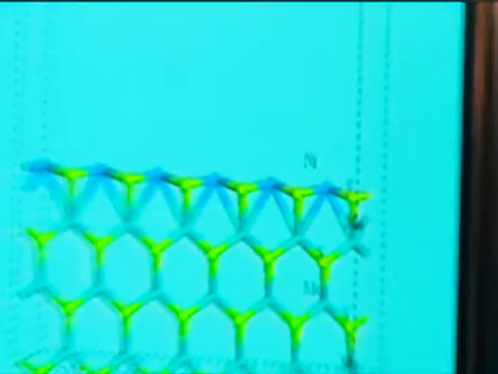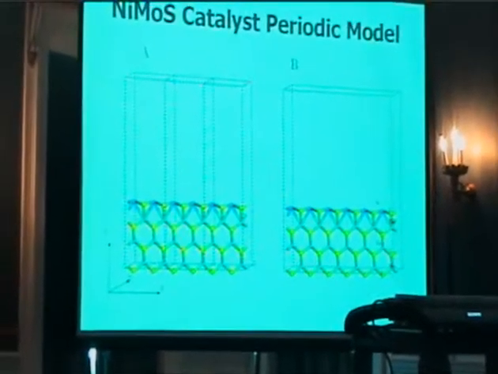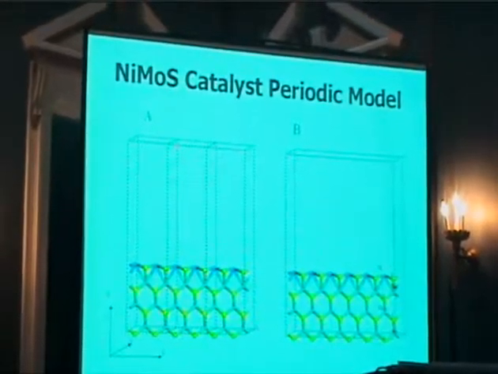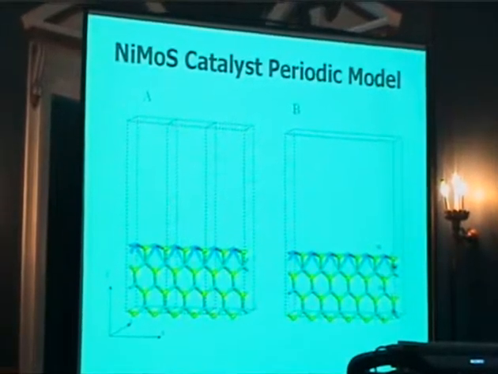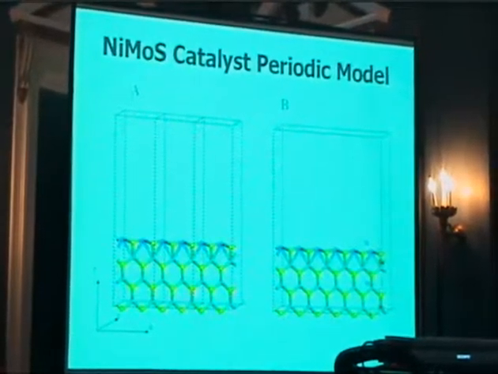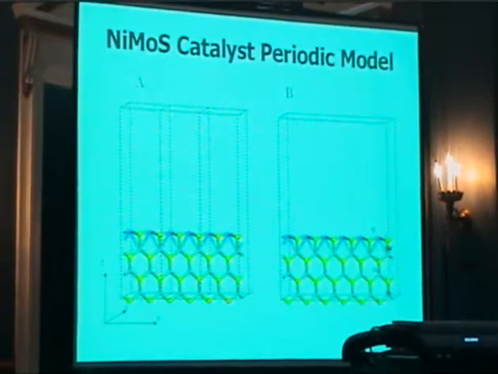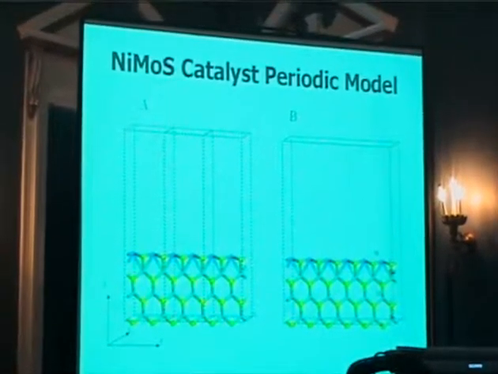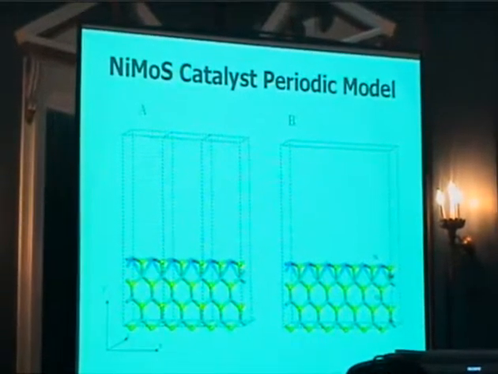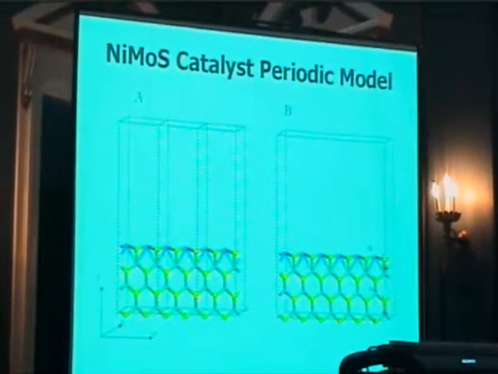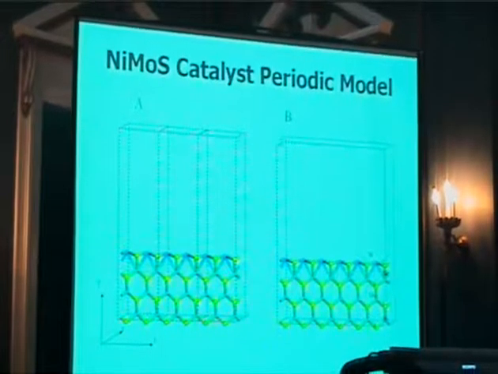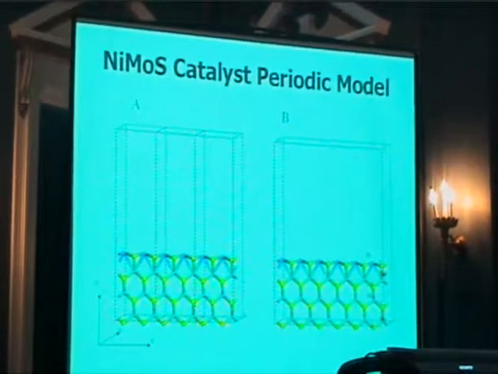I have two models presented here on this slide. Model A is what we call a two nickel model, where you can see that in each unit cell we have two exposed nickel edge atoms. And in model B, we have six nickel edge atoms that are exposed. Because we apply a periodic boundary condition to both of these models and all of our calculations, we essentially have the same surface in both cases. The only reason that we'd use the two nickel model, of course, is for computational efficiency.